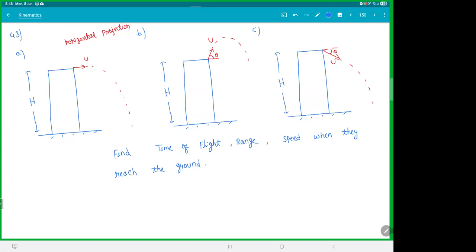Okay, let's go ahead. Yeah, speed is right through.